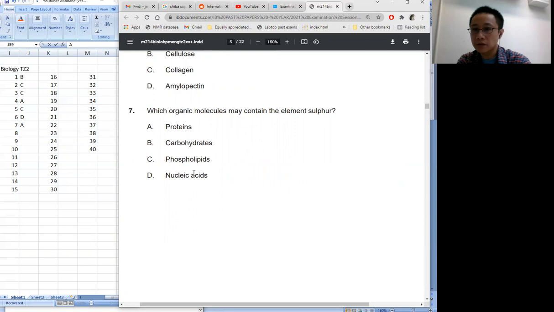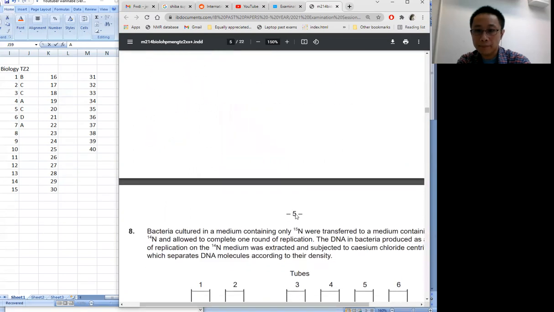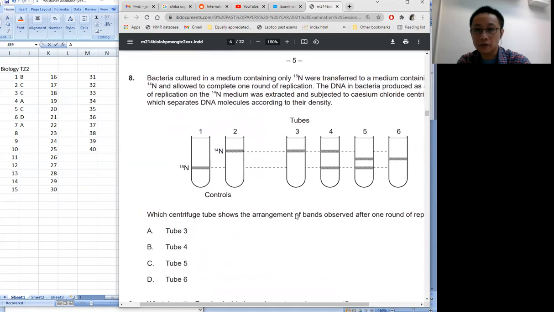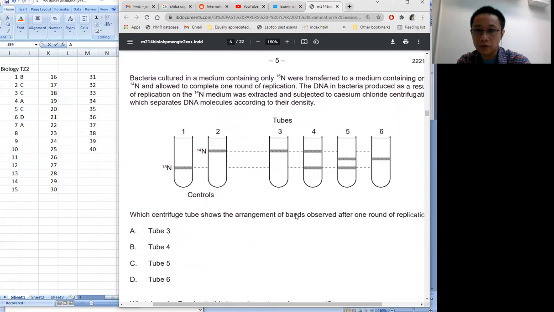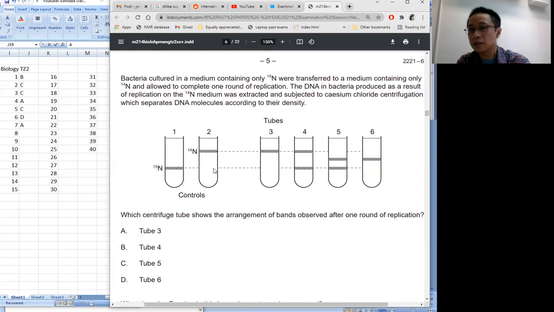Carbs, phospholipids, and nucleic acids don't contain sulfur. Moving on, question 8 of the Meselson and Stahl experiment. Hopefully students would just recognize, or remember, the entire process, and the experimental result proves that DNA replication is semi-conservative.